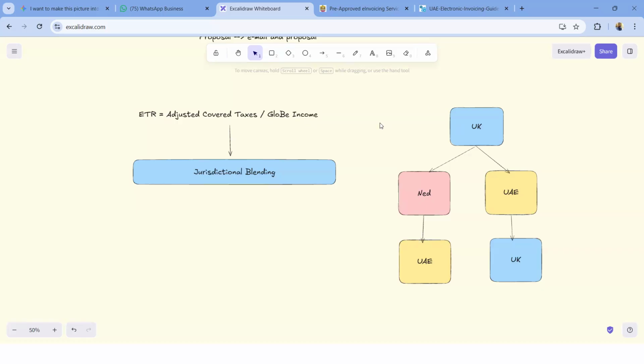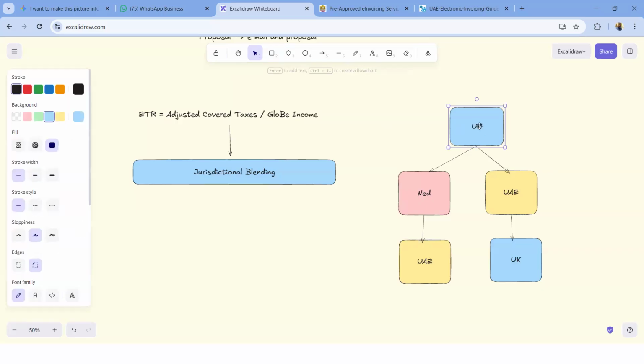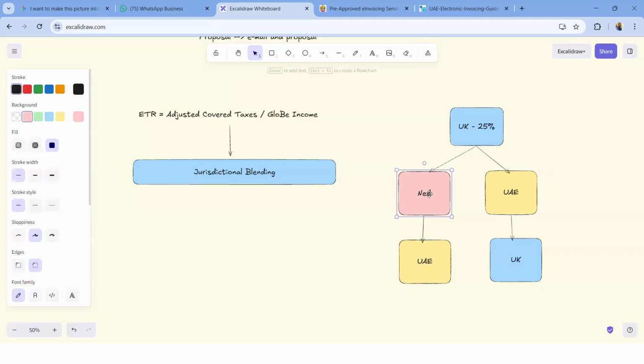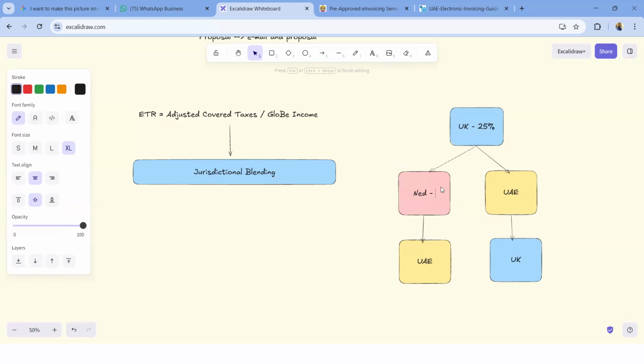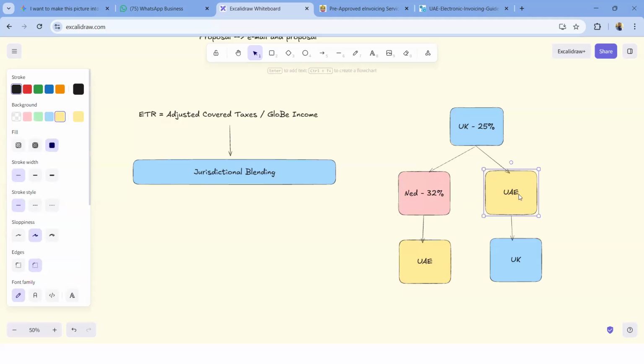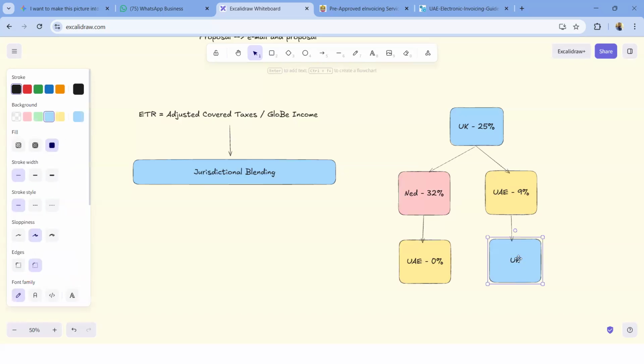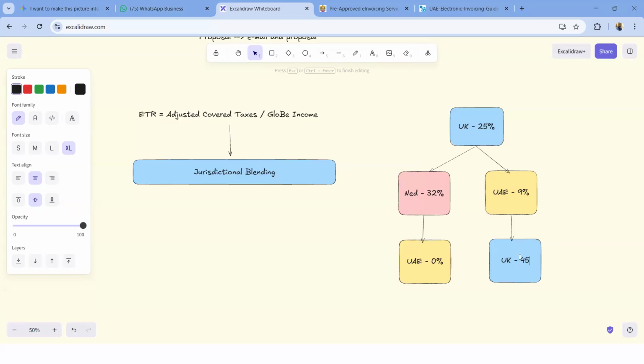If I take everything as a whole, then what will happen is, let's say UK has 25% taxes. Netherlands has 32% taxes. UAE has 9% effective rate. This guy is a qualifying free zone. He is paying 0% taxes, and this guy is having, let's say, 45% taxes. So he is an oil company or something.